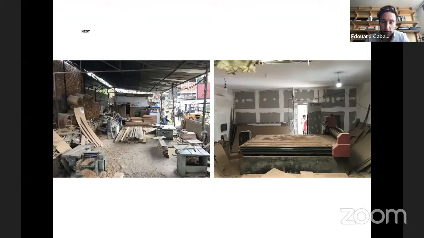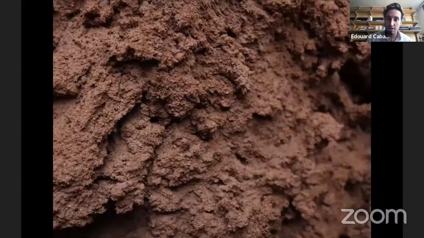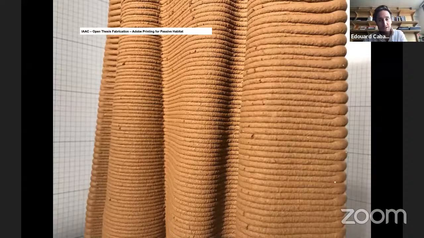All right, I'm going to jump now into the second part of the presentation that's going to be much shorter, but I think also important. This is a project that we have been developing at IAAC for 7 years, which is about converting clay. I got this image the wrong way around. So it's about converting earth into 3D printed walls, right?